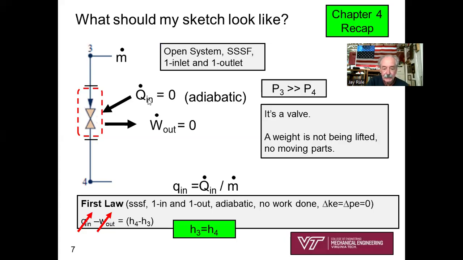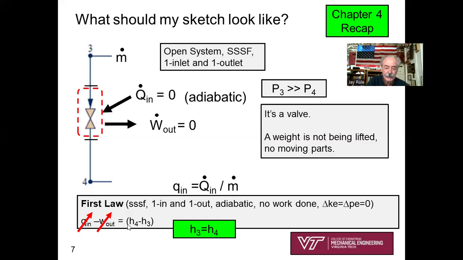In my sketch, I'm showing Q dot in equals 0. It's adiabatic. I'm showing that W dot out equals 0. It's not lifting a weight. This valve is not lifting a weight. I'm showing that P3 is much, much bigger than P4. I'm reminding myself that in the textbook, little q in is Q dot over m dot.